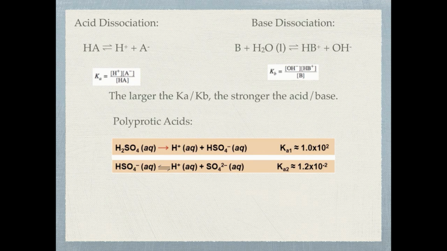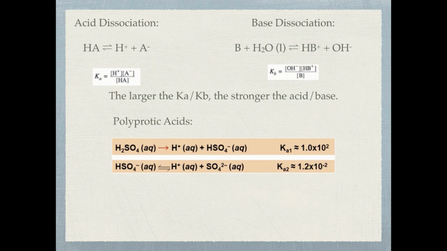If you notice, HSO4 minus has a negative charge. If it's already lost a hydrogen, its negative charge is going to hold on to that second hydrogen much more tightly than H2SO4 will because it has a neutral charge. So since HSO4 minus is holding on to that hydrogen ion much more strongly, the Ka value is going to be much lower. It's going to be a weaker acid because less of it is going to be able to break apart into H plus and SO4 2 minus.